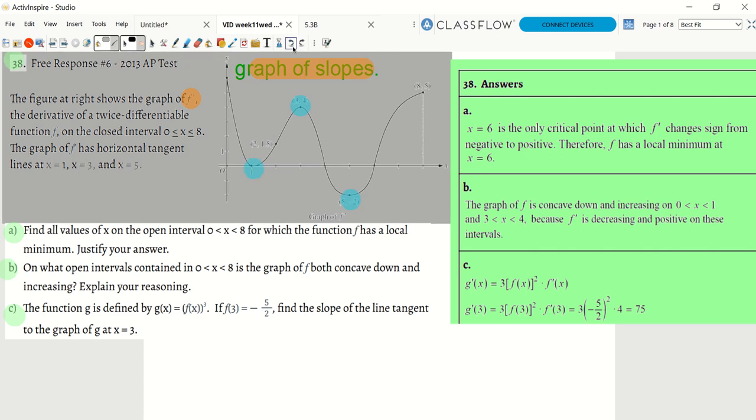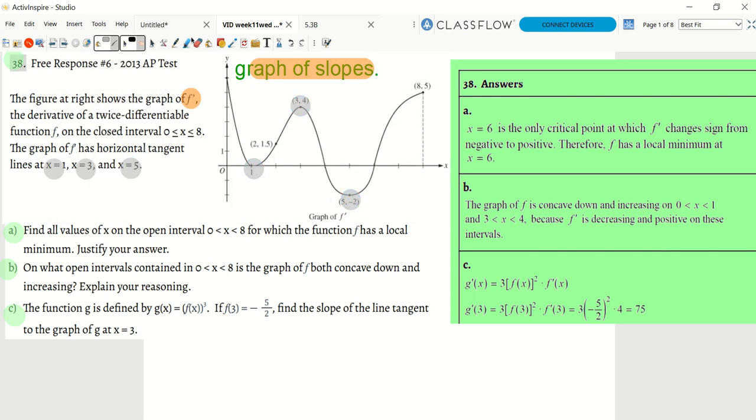Okay, we can see that it's transitioning from negative slopes to positive slopes right at this point. Remember, this is the graph of slopes. So at x equals 6, we have a minimum on the f of x graph. Even though we can't see the f of x graph, we can assume that based on what we see on this f prime of x graph. So that takes care of A, it's 6. There's a local minimum there.